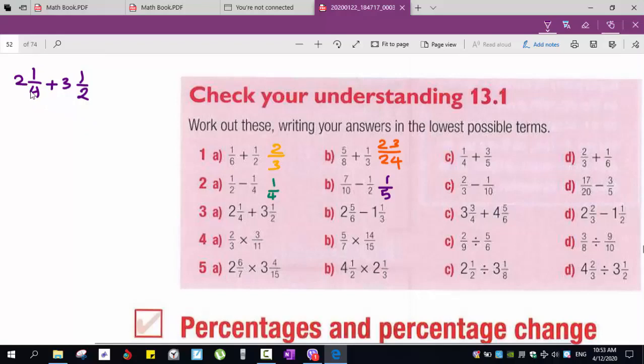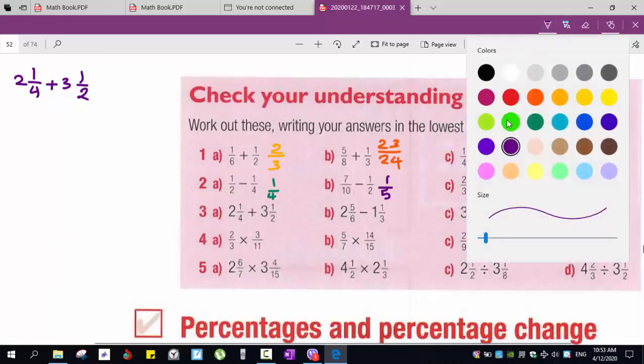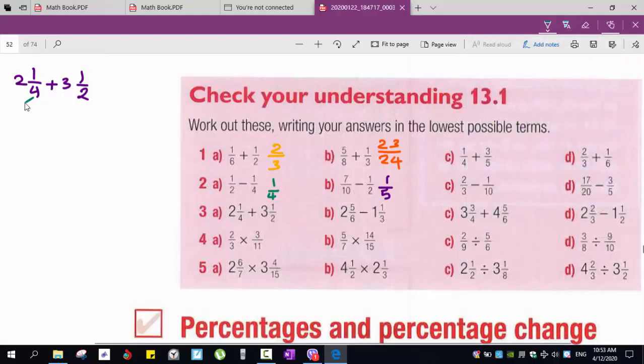Now, how can we return this mixed number into an improper fraction? To do this, we multiply these two numbers, and the result of this multiplication plus this one, and the denominator will not change. 4 times 2 is 8, plus 1 is 9, so this fraction will be 9 over 4. The denominator won't change, plus 2 times 3 is 6, plus 1, 7 over 2.